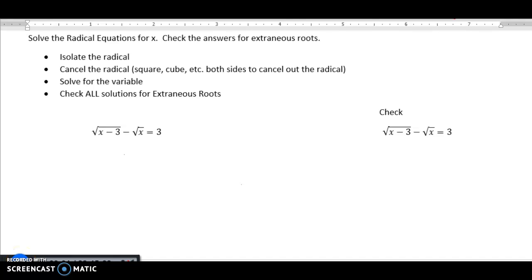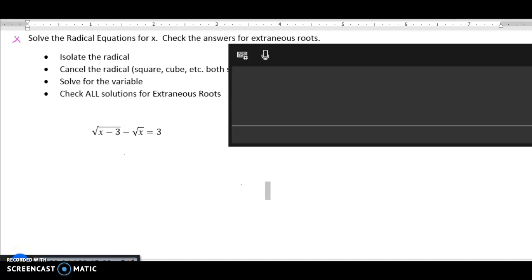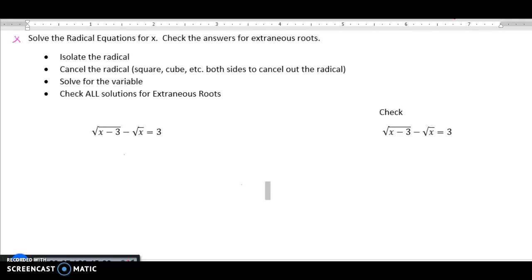Hi guys, this is a continuation of yesterday's notes on solving radical equations and checking our answers for extraneous solutions. The first thing we always want to do is to isolate the radical and then cancel that radical out by squaring both sides because squaring cancels out square rooting, or cubing both sides because cubing cancels out cube rooting, etc. We want to solve for the variable and we want to check all solutions for extraneous roots.